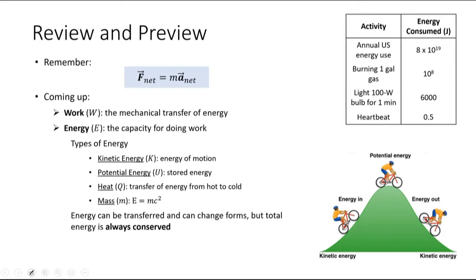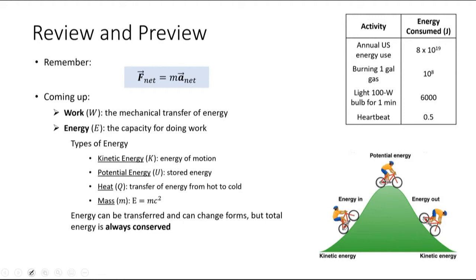Okay, so we have a few different types of energy that we'll be talking about in here. Kinetic energy, K. This is the energy of motion. Potential energy is stored energy, and there are a few different types of stored energy that we'll be talking about, for example, gravitational potential energy and potential energy due to a spring. Heat is another type of energy. It's really the transfer of energy from a hot object to a cold object.